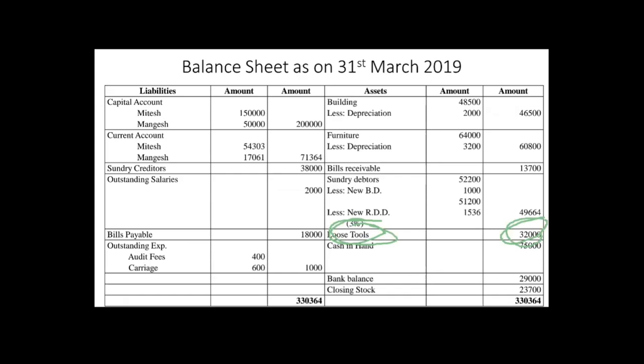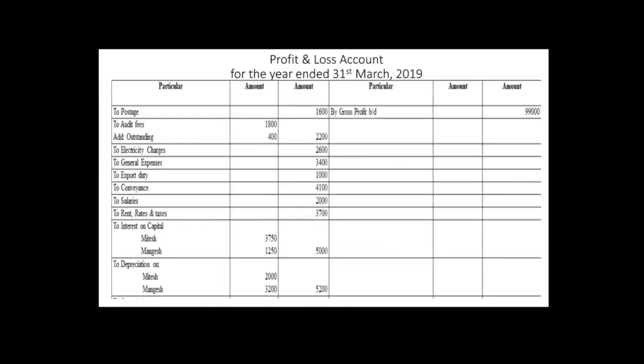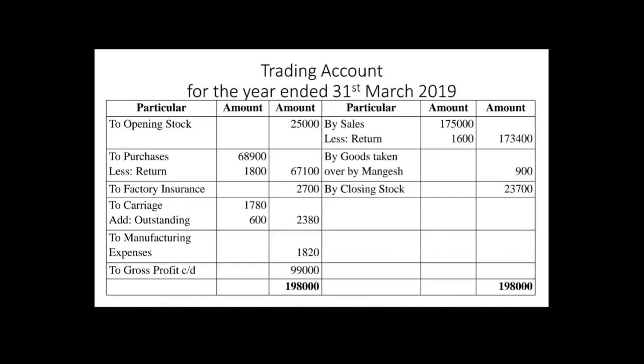The next one is manufacturing expense. So manufacturing expense, factory expense, these are the expenses which are related to the trading account, which are directly related to the production.